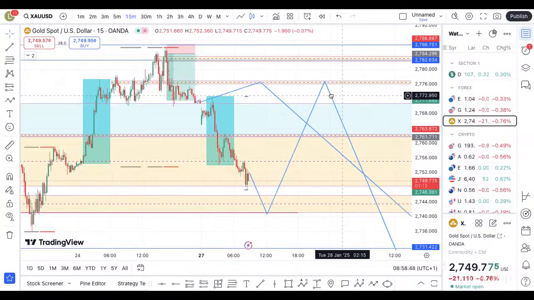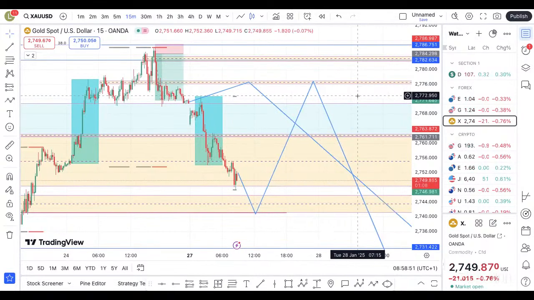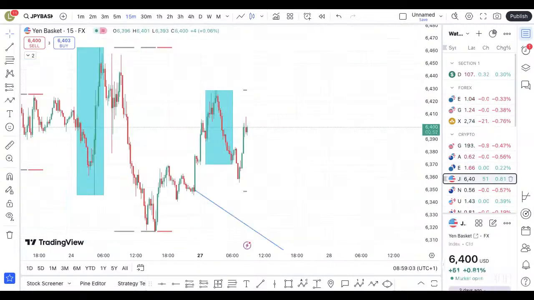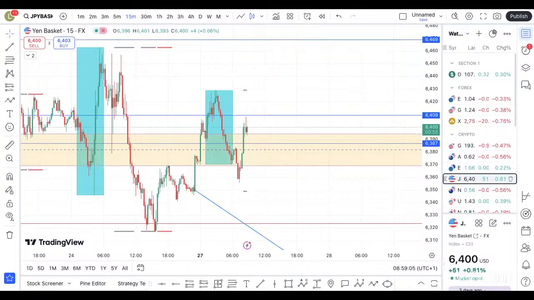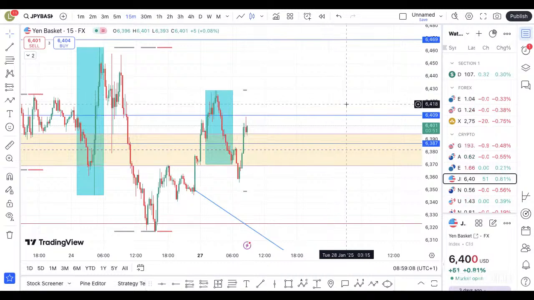daily basis. All right, so let's quickly get to Japan to see what is happening with the yen basket. For the yen, on Friday, there was an increase in the interest rate from 25 basis points to 50. That is a massive one. That is a very, very massive one.